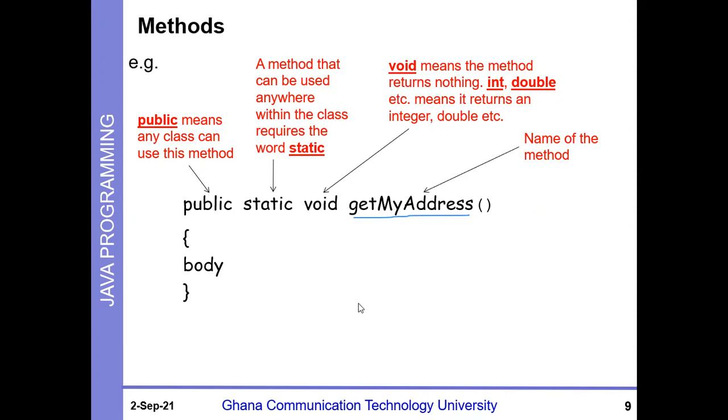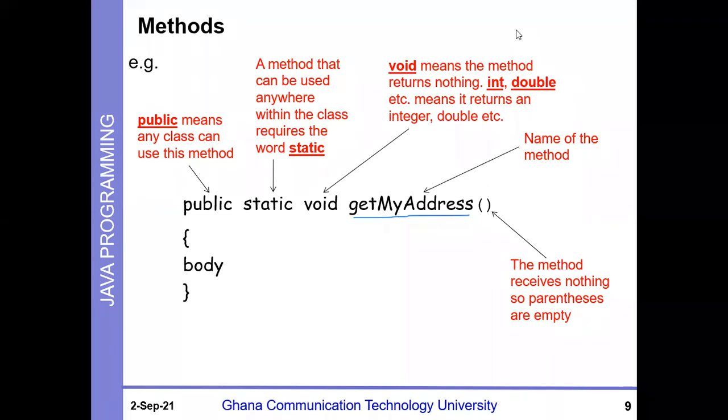Okay, all right. So the name of the method, and then we have the opening and the closing parentheses. Once you follow any naming rule in Java, that becomes the name of the method. Here we have the parentheses, and the parentheses simply mean that this method is empty. It doesn't receive anything. We'll come to talk a bit more about that as well.